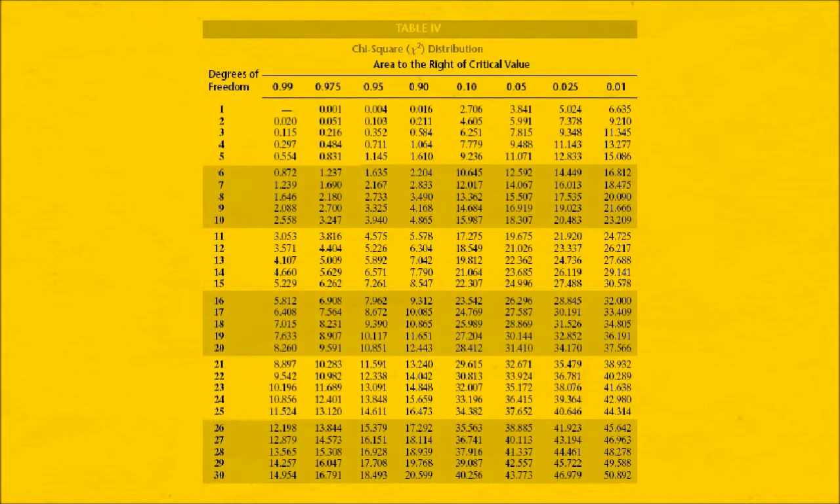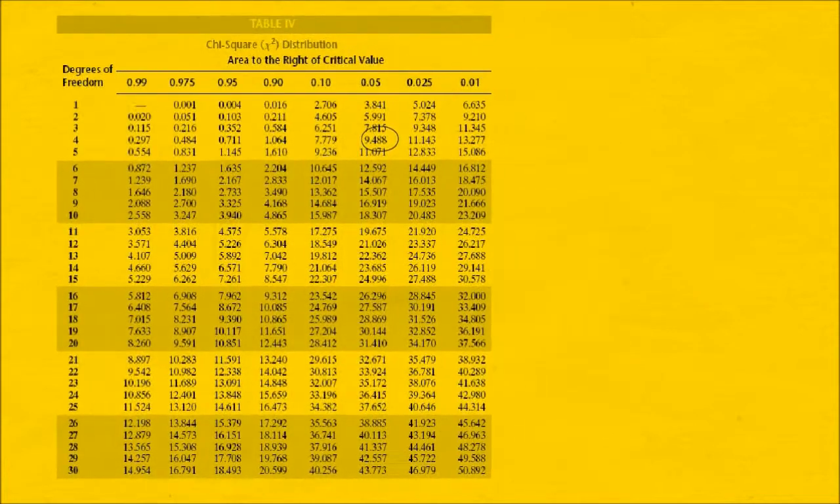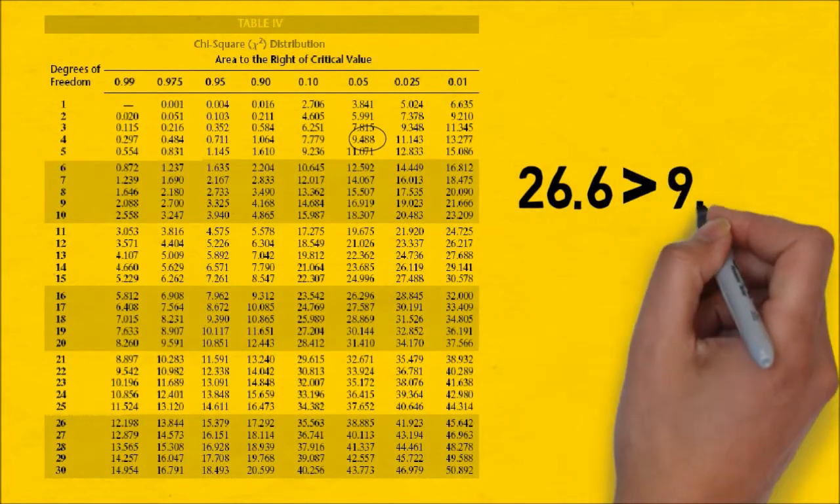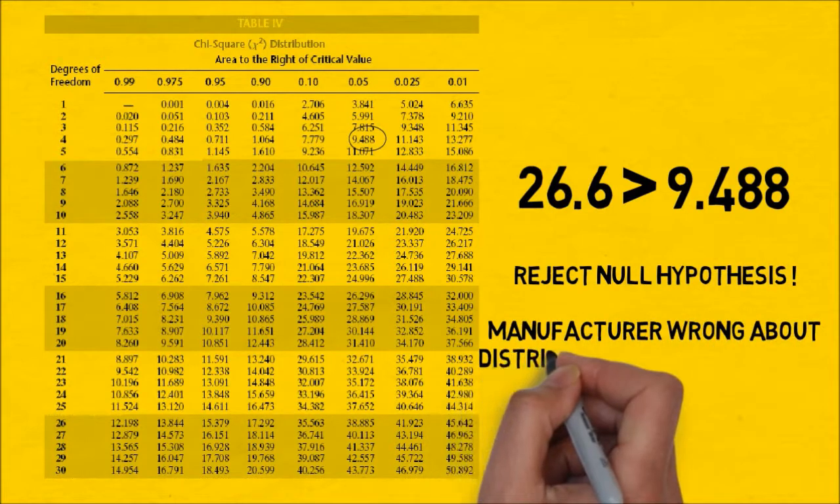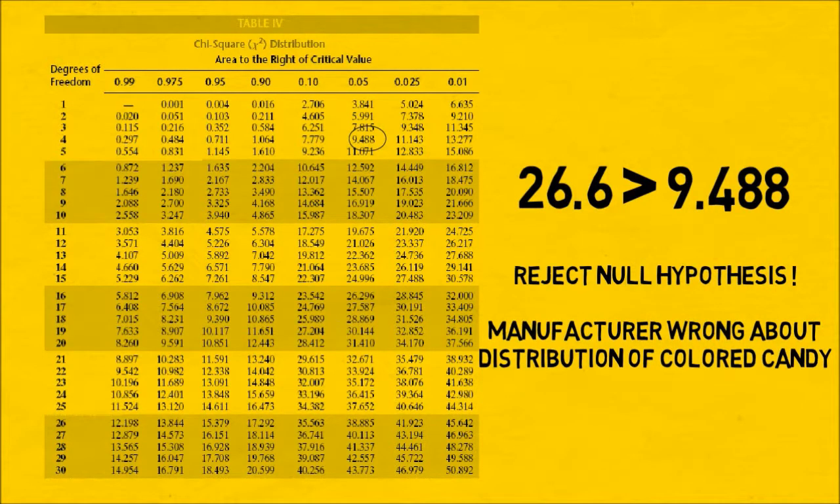Now, we compare this calculated or sample chi-square with the chi-square distribution table or theoretical chi-square. Since there are 5 categories of colors, we look up the chi-square curve with 4 degrees of freedom. That is 5 minus 1. Suppose we are testing at the 5% significance level. We can see from the table that the critical chi-square value is 9.487. Since the calculated chi-square value is greater than the critical chi-square value, we reject the null hypothesis and the manufacturer's claim regarding the distribution of colored candy in the bag.